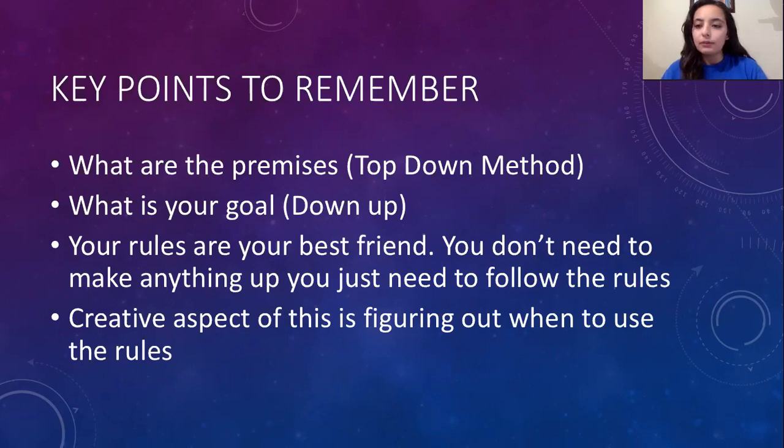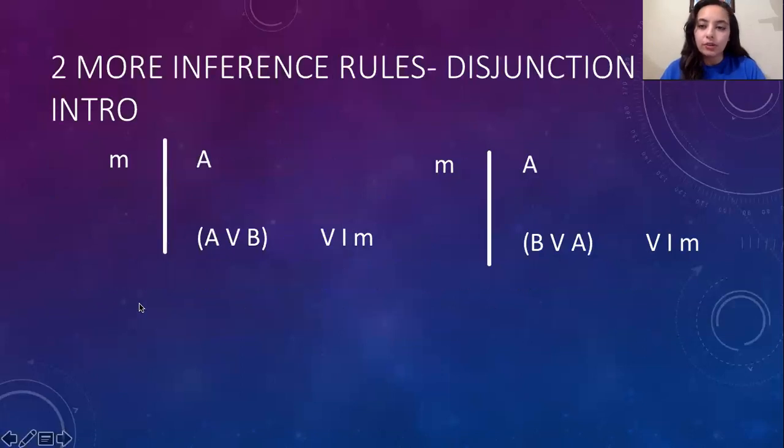The professor has been saying this is the creative aspect of the course, which is definitely true compared to the truth tables, which were just filling in a big chart and didn't require much. The creative aspect is figuring out when to use the rules at the right time. There's nothing special about it. You're not coming up with your own rules. All you're doing is using a set of rules you're given to reach a conclusion and solve the problem. Okay, so let's get started with our first inference rule, which is disjunction introduction.